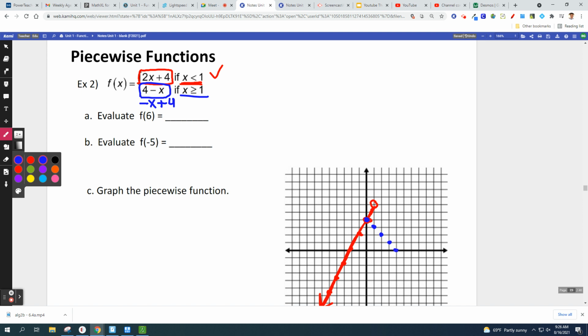I don't want to graph the whole line. I only want to graph the piece where it would be greater than or equal to 1 according to the domain. And so really, I'm only going to start right here and draw that piece. Now, is that what Desmos looks like?